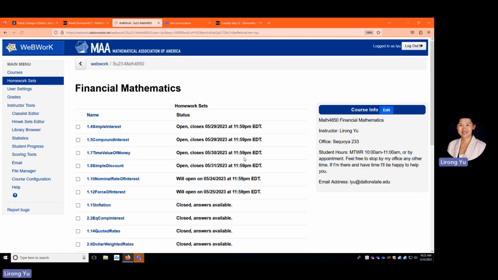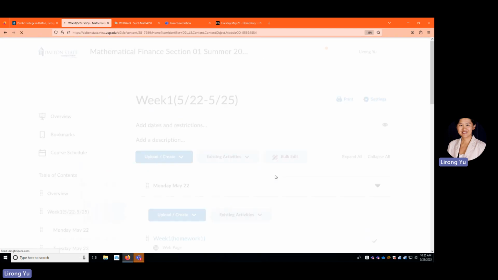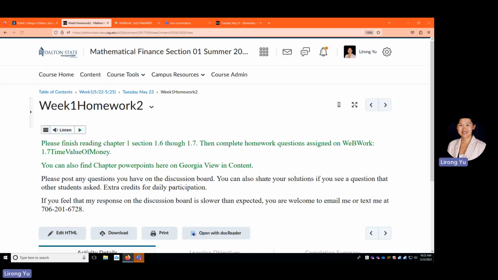So right now there are 2 assignments for yesterday, 2 assignments for today, and the rest of them are for the rest of the week. So day 1 is simple interest and compound interest. Day 2, I assigned, let me know if the assignment is too much, because it's a summer class. So day 2 is 1.7, time value of money.